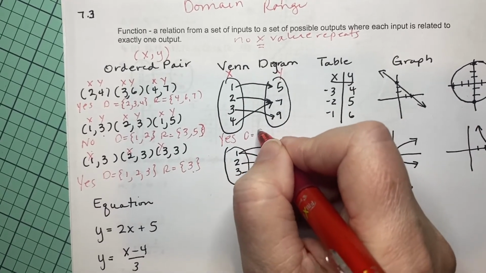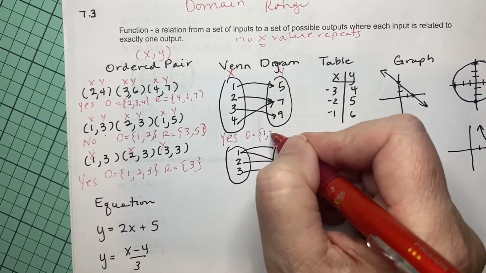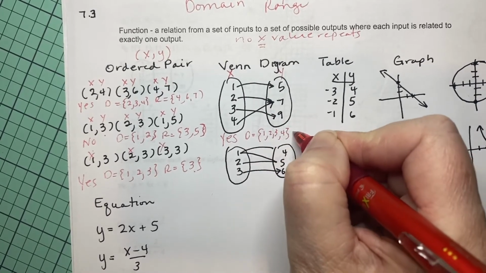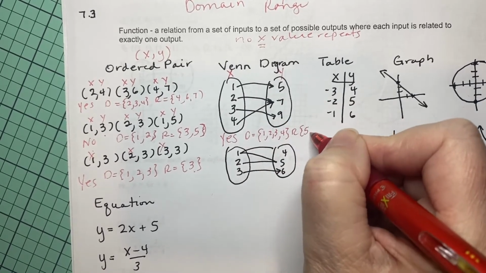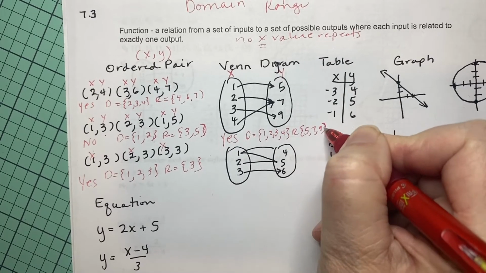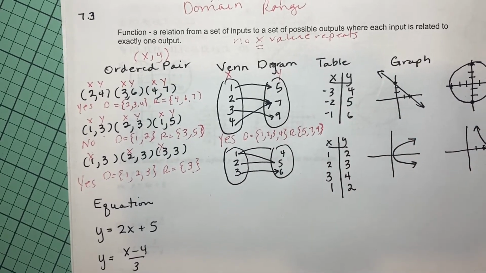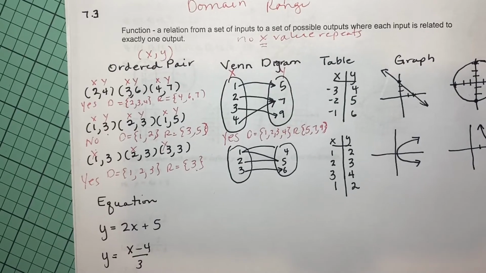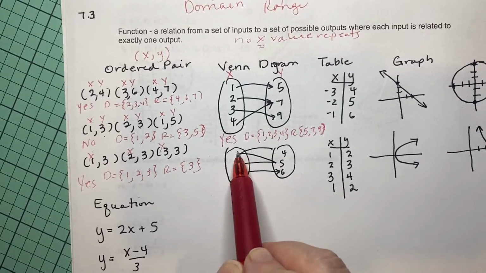My domain is all of my x values, which is 1, 2, 3, 4. And my range is all the y values, which is 5, 7. I keep doing parentheses. It's supposed to be a brace. 5, 7, and 9.